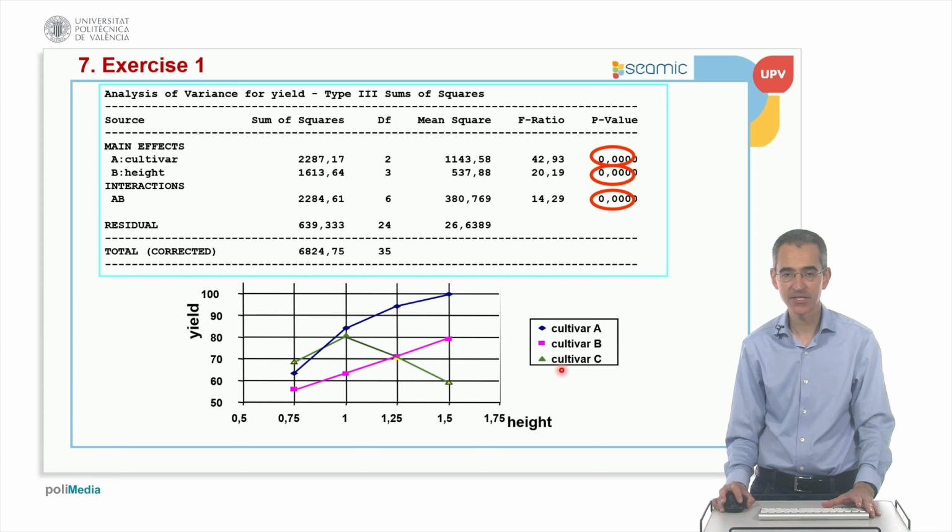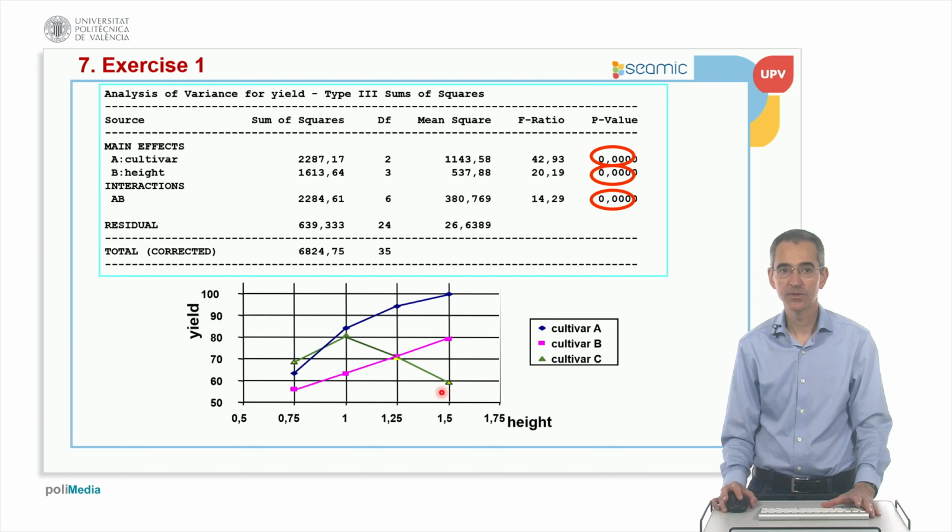But for cultivar C, the shape is totally different. So it increases from the first to the second, but next it decreases quite clearly from 1 to 1.25 and to 1.5. So this explains the effect of the interaction. Graphically, we see that the lines are not parallel, so the effect of the interaction is very clear.